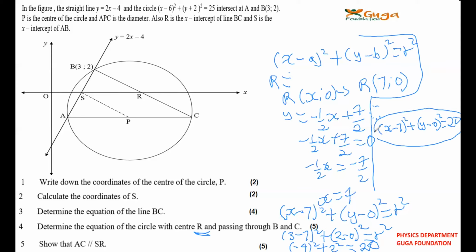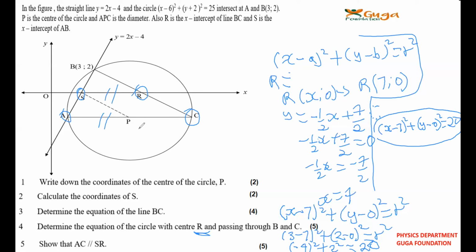The last one says show that AC is perpendicular to SR. So here you've got your AC, and here you've got your SR. You just show that these two lines, I mean to say they are parallel.